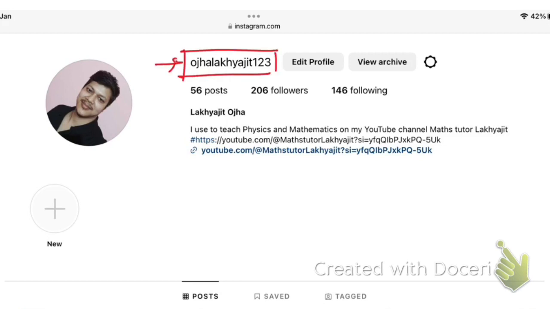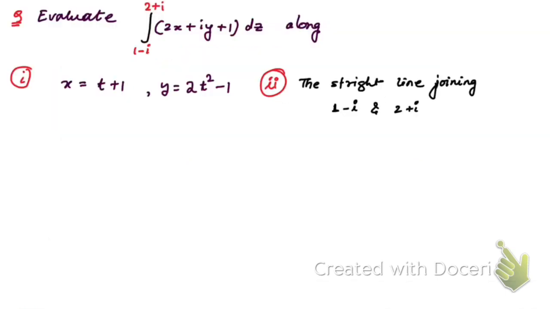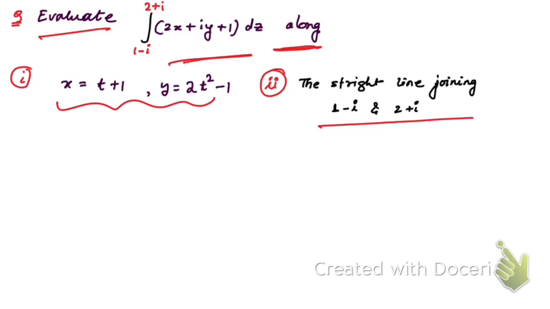Okay, so now let's start. So let me take the question. So here is the question. We need to evaluate this integral along this curve and then along this line joining these two points representing these two complex numbers. Okay, so now let us start this.